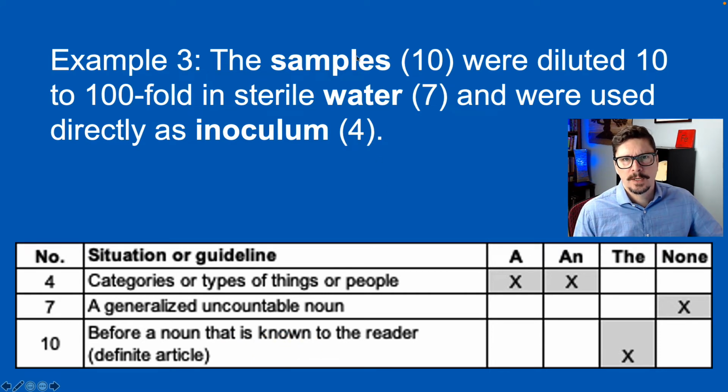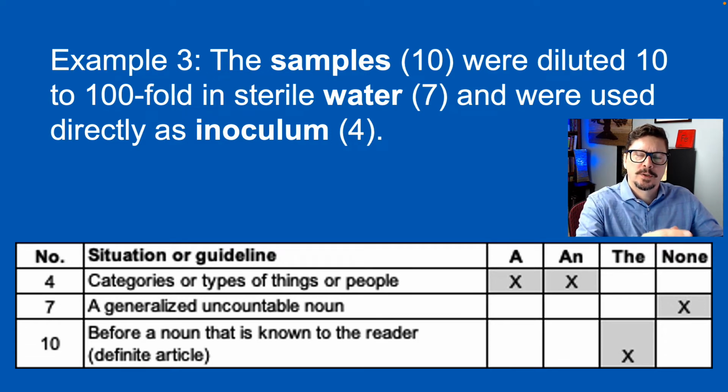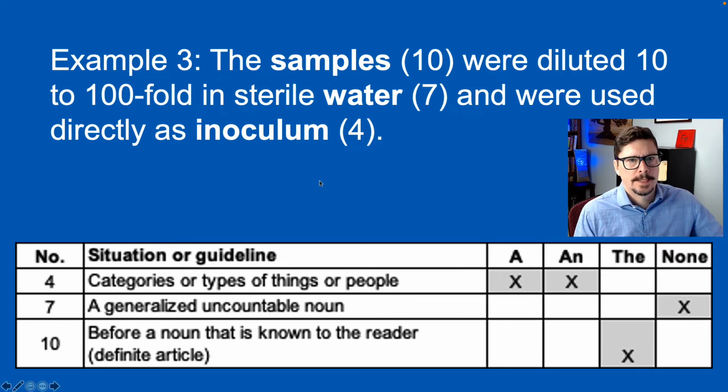Now, how is this noun known to the reader? Well, in this sentence, it's really not. But by reading this sentence, we know it's taken out of the middle of a paragraph where the samples were introduced in a previous sentence. The next noun is water, and this is a generalized or uncountable noun, so it does not take an article. And then inoculum is the next noun. You see there's no article because it's a category or type.